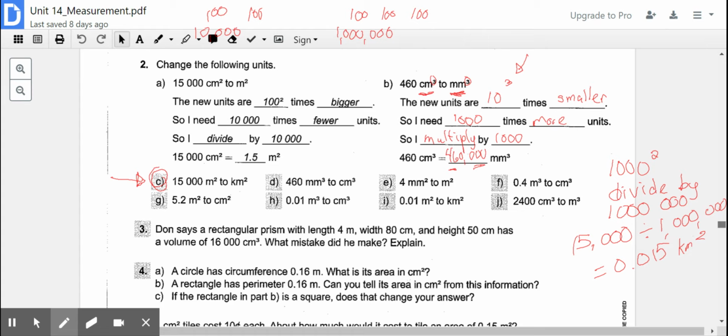I'm going to upload answers for question 2 as well. Please do the work before you check your answers. Go over and check your answers, make sure you're doing it right. Let's take a look at question 3 now.